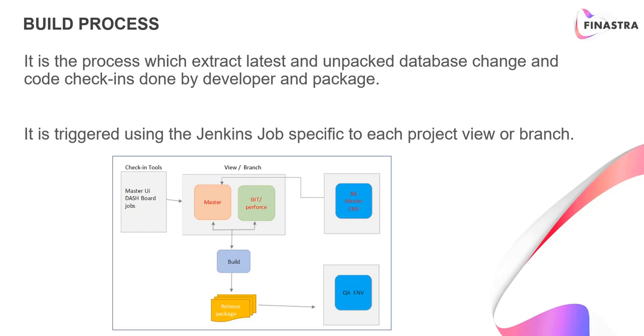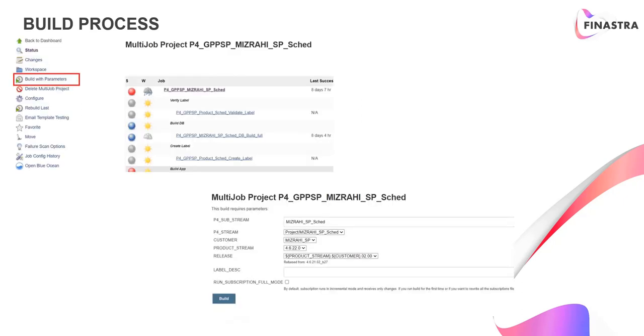Build is performed on one specific view or branch. As we understand, there will be a separate Jenkins job for each view to trigger the build. Once we are in the specific Jenkins job, we click on Build with Parameters, and when we simply click the build button, it will start building, or generating, the new release package.